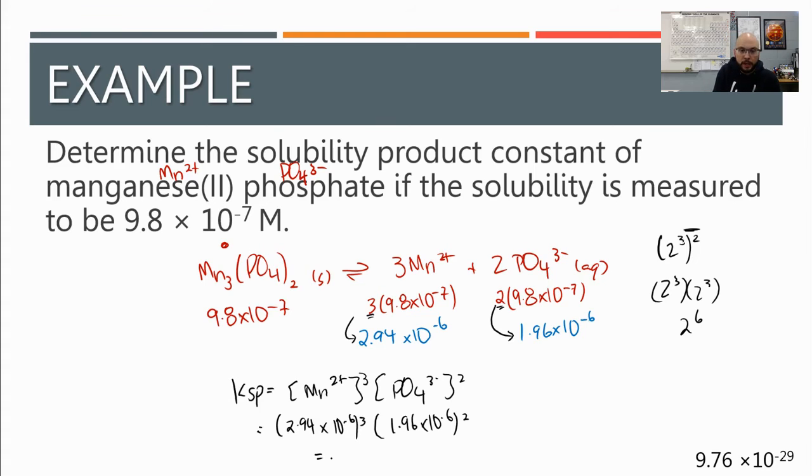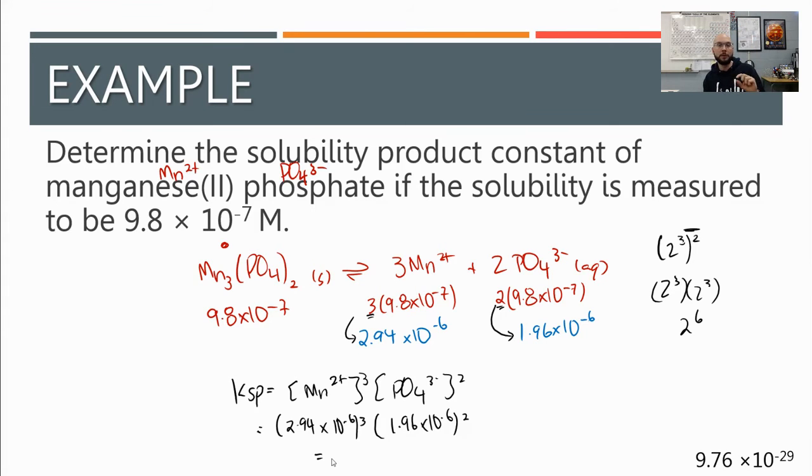So let's put this into our calculators. So I'm going to go left bracket, 2.94 times 10 to the negative 6, to the power of 3. Hopefully you know where your power buttons are. Make sure that you're not working in that above line.